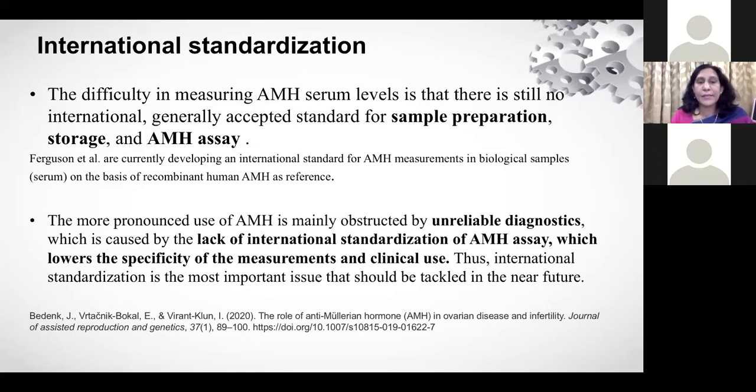And the difficulty in measuring AMH serum level is that there is still no internationally generally accepted standard for sample preparation, storage, and AMH assay. The more pronounced use of AMH is mainly obstructed by unreliable diagnostics, which is caused by lack of international standardization of AMH assay, which lowers the specificity of the measurements and clinical use. Thus, international standardization is the most important issue that should be tackled in the near future.